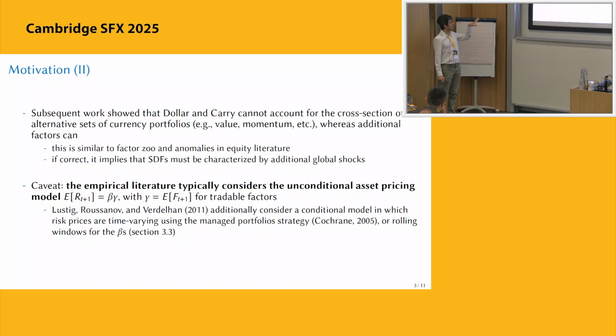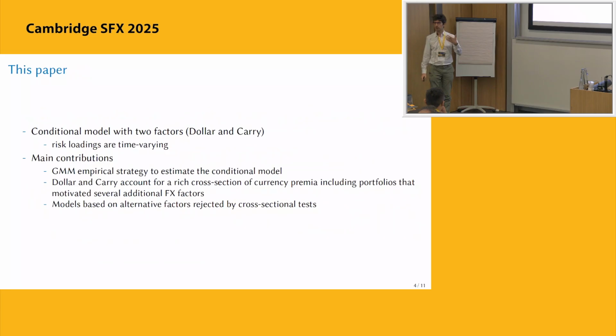Now, note that actually the same paper by Lustig, Roussanov, and Verdelhan, they actually also consider a conditional model in which both risk prices and loadings are time varying. They do it two ways, with managed portfolios and actually with rolling windows. But of course, they only look at the test asset, the portfolios sorted by interest rate differential, and they do not consider all these other test assets.